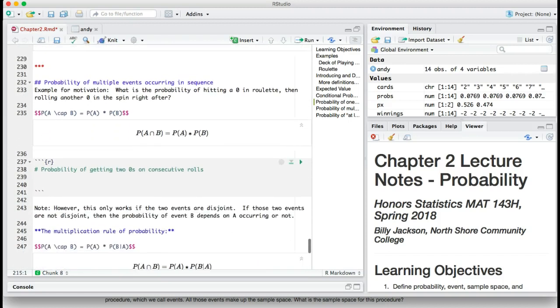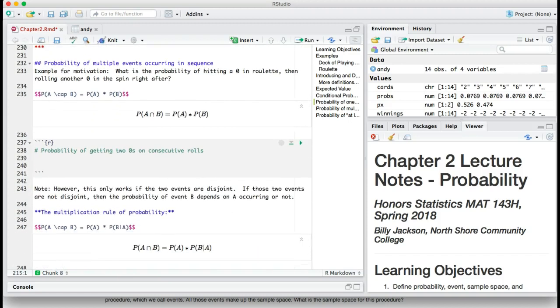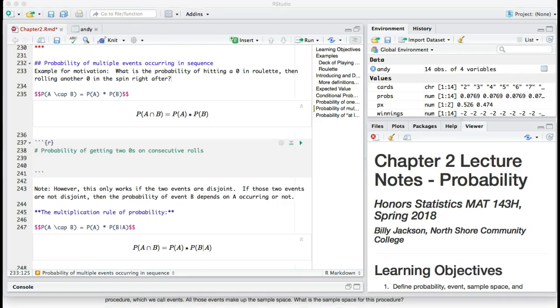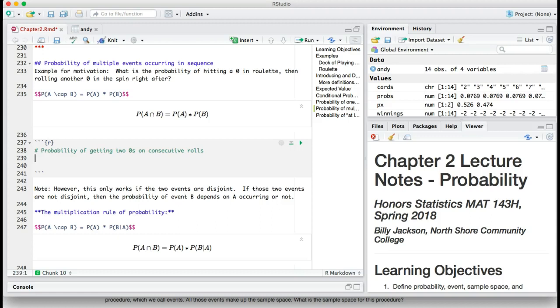All right, moving along. Probability of multiple events occurring in sequence. So an example: what is the probability of hitting a 0 in roulette and then rolling another 0 in the spin right after? The way we find this is the probability of getting event A and event B is the probability of A times the probability of B. So the probability of getting 2 zeros on consecutive rolls, well, the probability of the first one is 1 out of 38. I'll put this in parentheses.